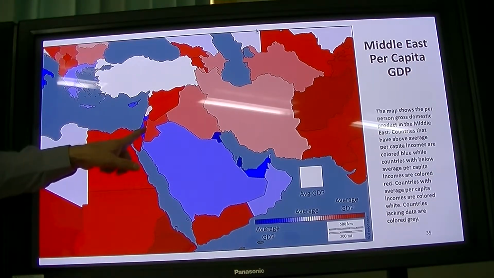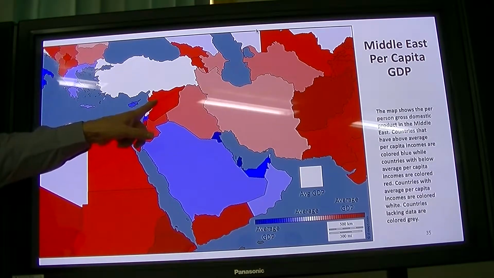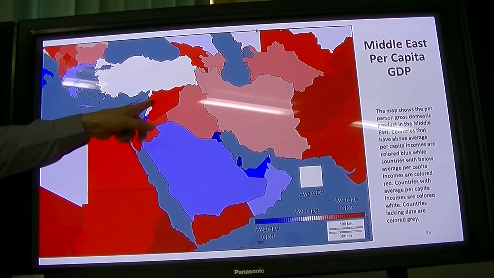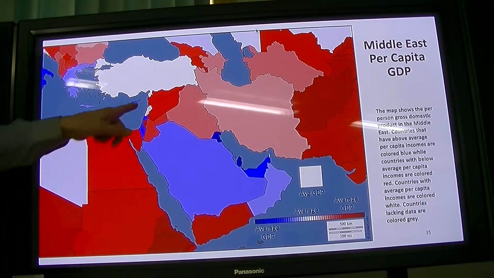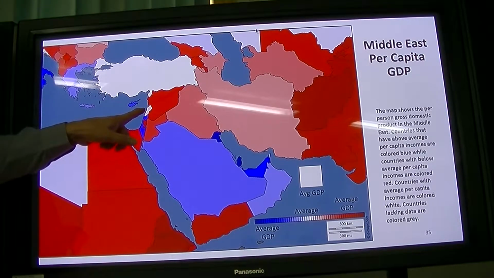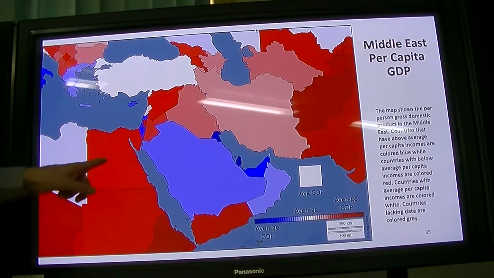Relatively little natural resources in Jordan, below average. Syria, of course, affected by the civil war, and not much natural resources there. Lebanon is a little bit better off. It's kind of the banking center. It's an important banking center in the Middle East. It's traditionally been the center of finance of the Middle East for many decades. So that explains that. That's Egypt.